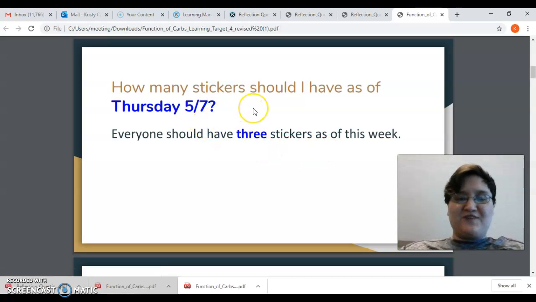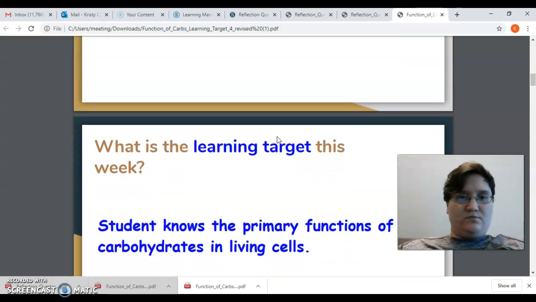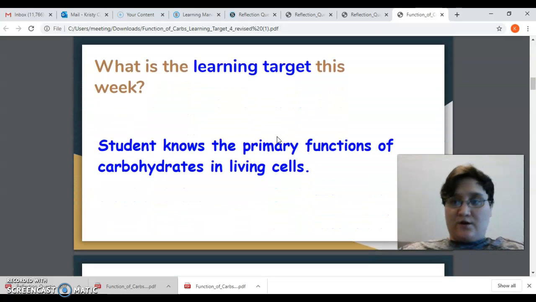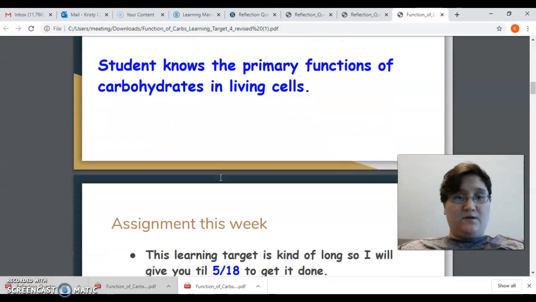So how many stickers should I have as of today? Well, I just said it. You should have 3 stickers as of today. Cool. What learning target are we learning about this week? Well, this is our learning target right here: Student knows the primary functions of carbohydrates in living cells. That's the learning target for the week.